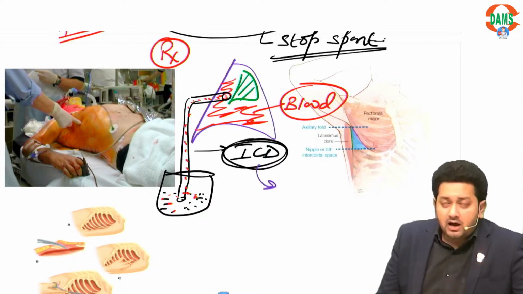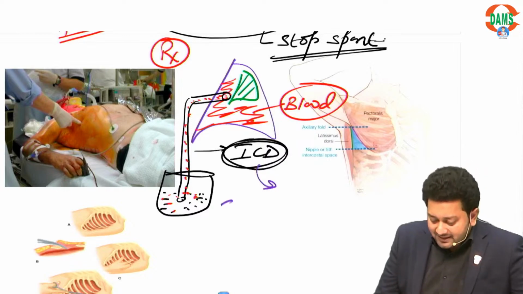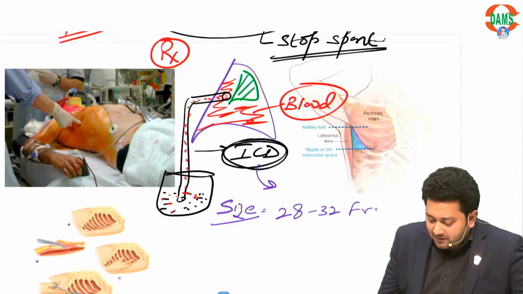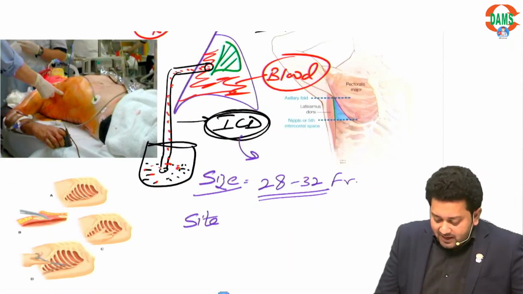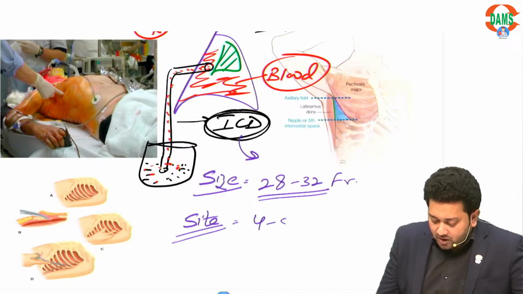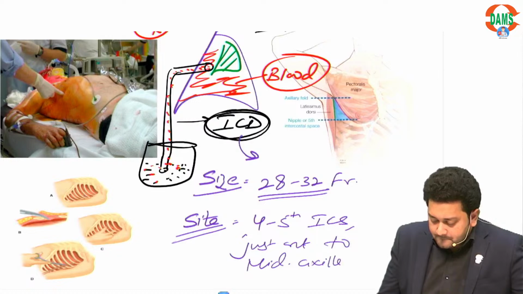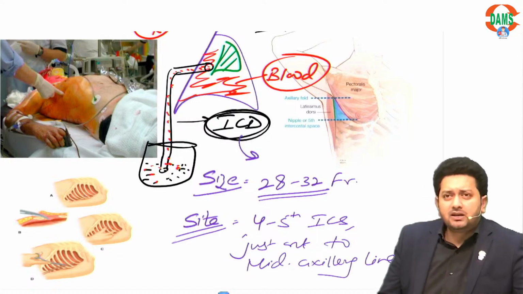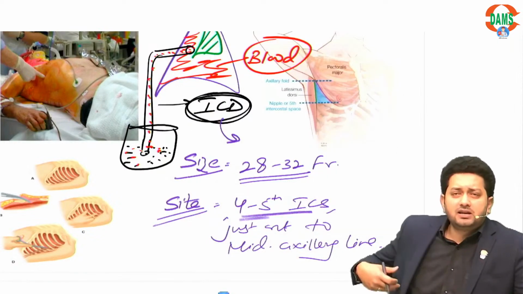Now the important thing about this question is about this ICD: first of all, what is the size of the ICD you will put? Size these days is 28 to 32 French. This you have to put. Site is usually the 4th or 5th intercostal space, just anterior to the mid-axillary line. Or even if they write mid-axillary line, that is also fine. Okay, 4th or 5th intercostal space, just anterior to the mid-axillary line, that is a very safe area.